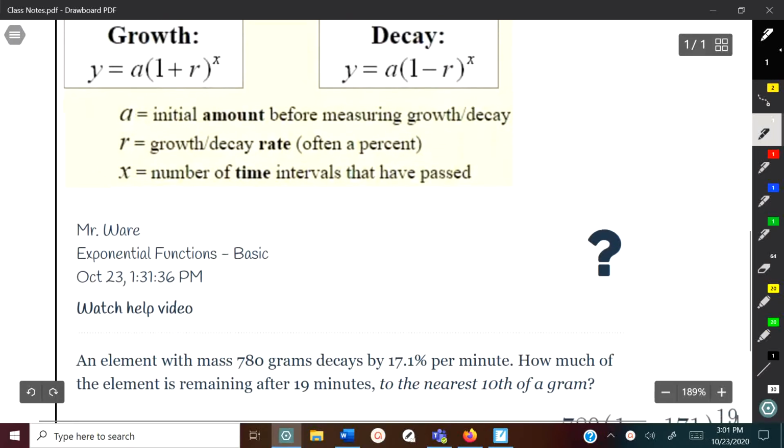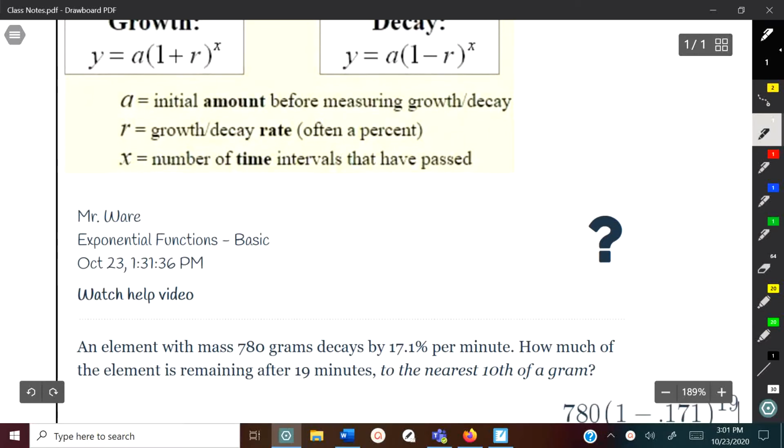So decay has a different formula. The decay is minus, and I told you it was decay, but let's take a look and see why. Alright, it says an element with a mass of 780 grams decays. It's pretty easy when it says decays, right? But sometimes you got to pay attention. It might have a different word like depreciate, or declines. You got to look for the word. So if it says decay, depreciate, decline, something like that, then you're going to use the decay formula. And the decay formula is y is equal to a times 1 minus r. And that's the only difference between the formulas.